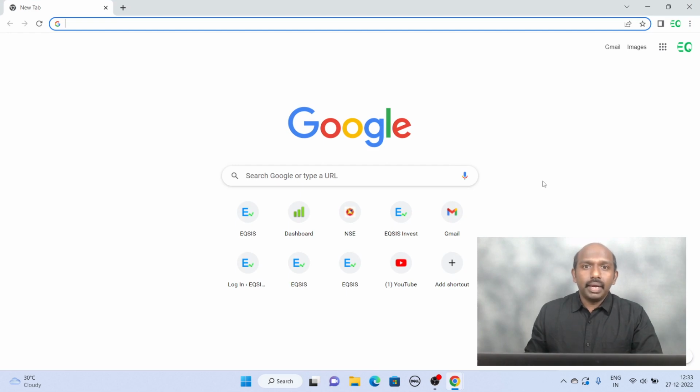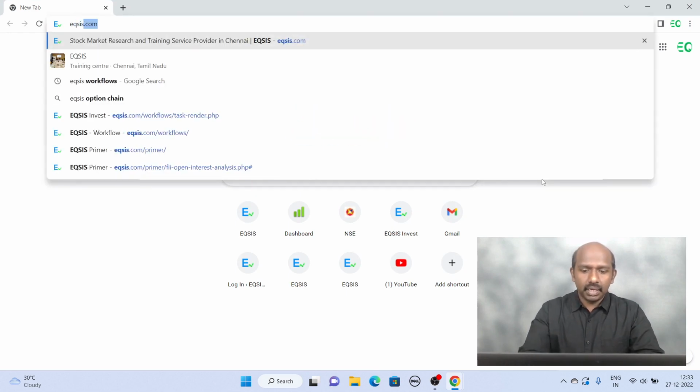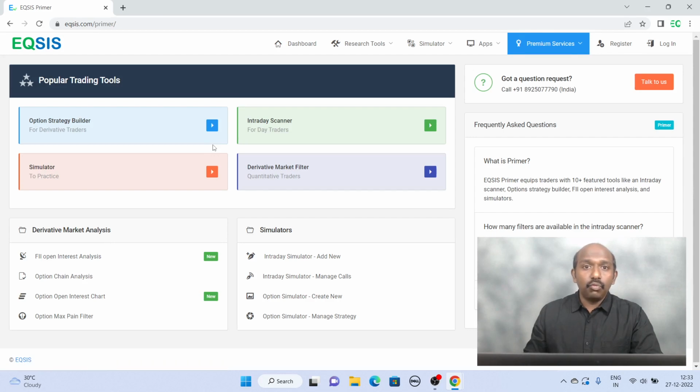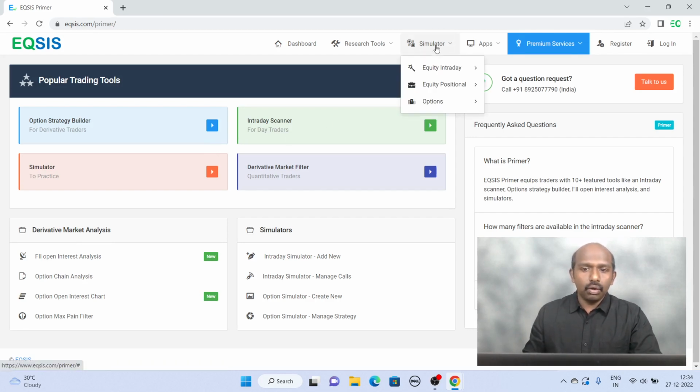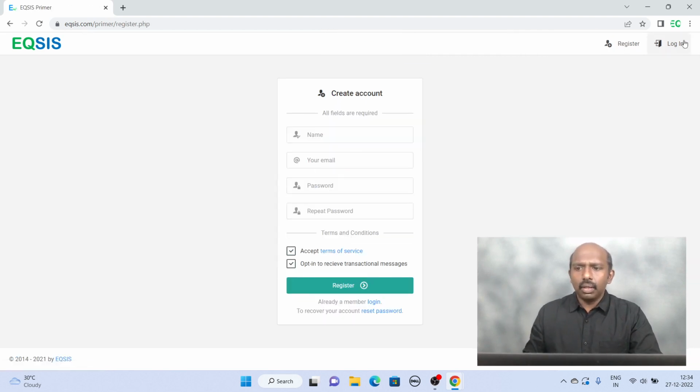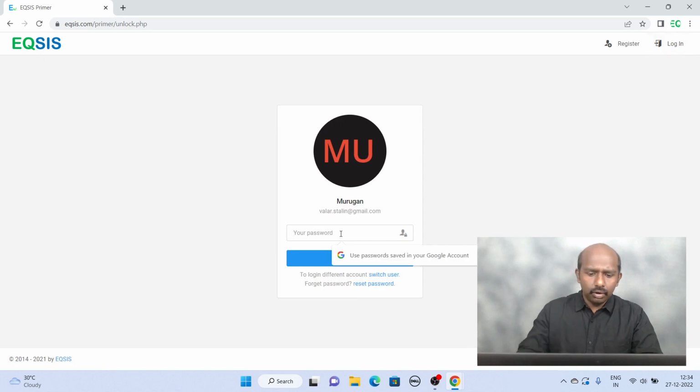To access the EQSIS Option Strategy Builder, go to the EQSIS website, and there you have a section called Apps. There you find something called Primer. If you get into Primer, it requires you to log in, because you cannot access simulators or research tools without logging in. You can simply create an account by hitting this register button, but I already have an account, so I'm logging into my account.